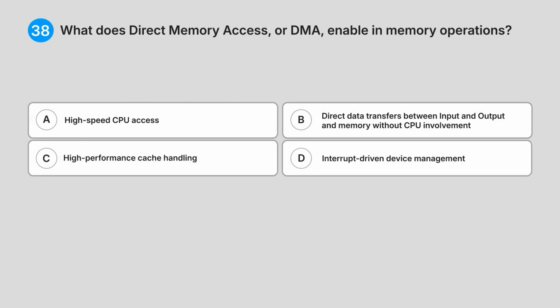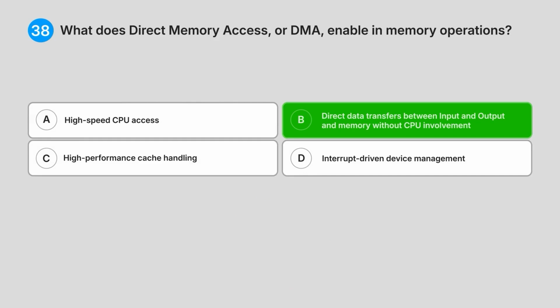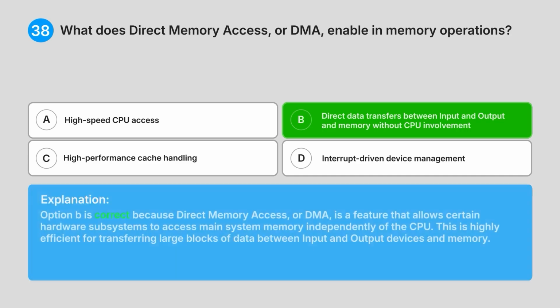Correct answer, B. Direct data transfers between input and output, and memory without CPU involvement. Explanation. Option B is correct because Direct Memory Access, or DMA, is a feature that allows certain hardware subsystems to access main system memory independently of the CPU. This is highly efficient for transferring large blocks of data between input and output devices and memory.